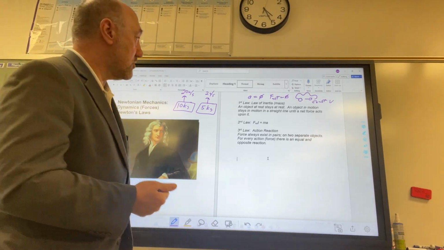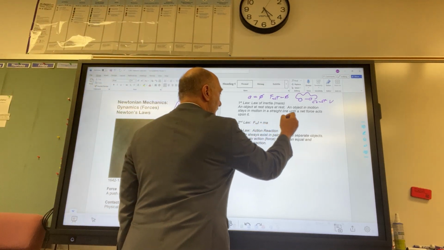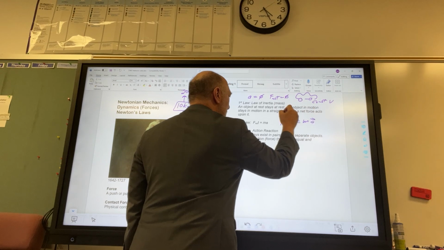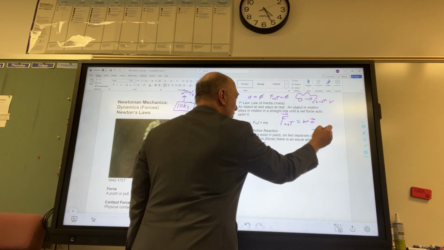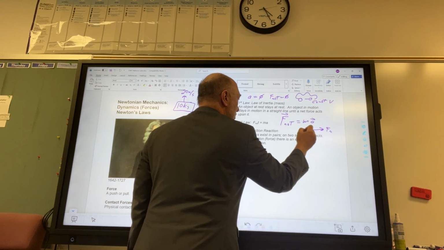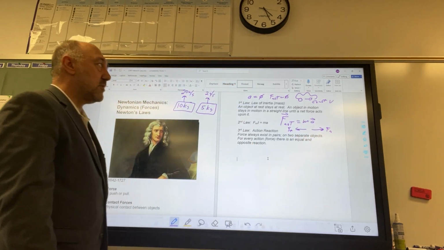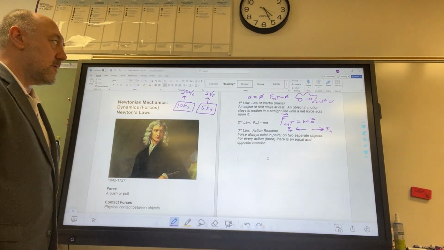Second law is just F net equals ma. Just remember these guys are vectors. So if I have an applied force and I have a friction force, you're going to have to subtract those two because it's F net equals ma.